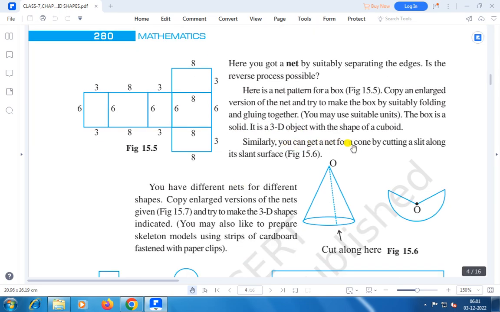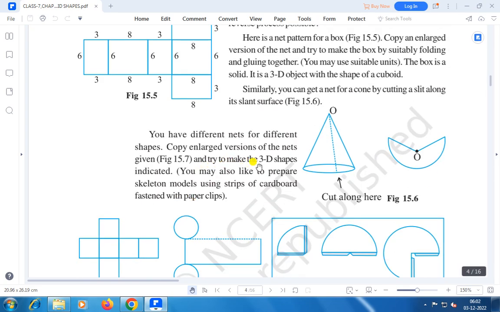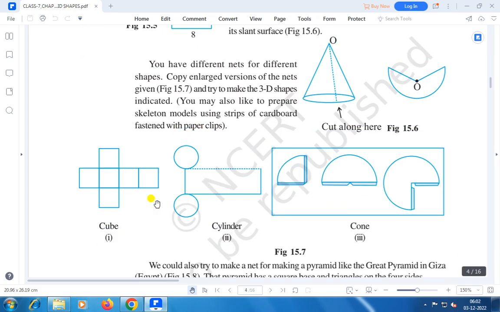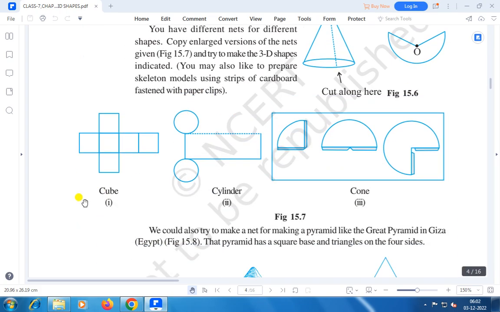Similarly, you can get a net for a cone by cutting a slit along its slant surface like this. You have different nets for different shapes. Copy an enlarged version of the nets given and try to make the 3D shapes indicated. You may also like to prepare skeleton models using strips of cardboard fastened with paper clips like this, right? With this you can make a cube. With this you can make a cylinder. With this you can make a cone.